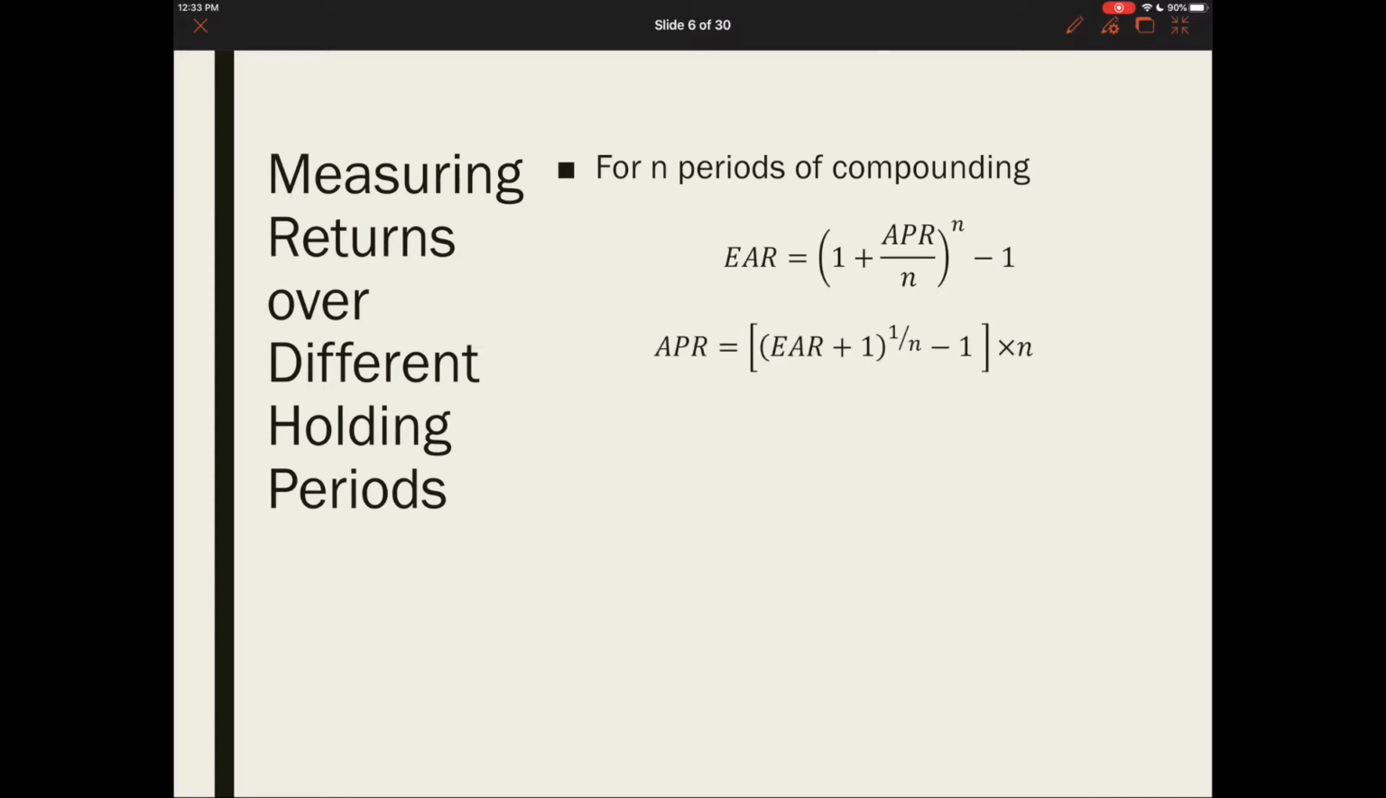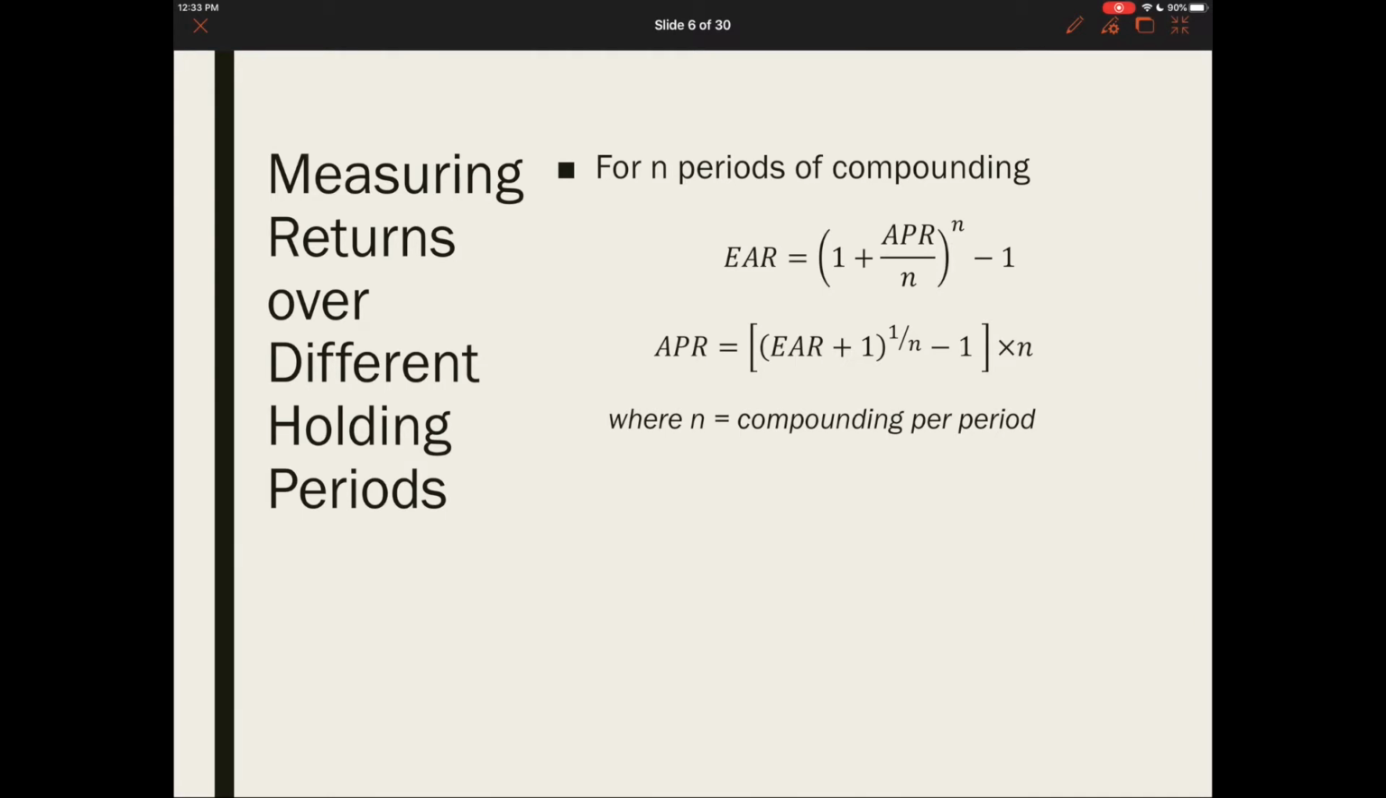Additionally, if you know the EAR and you need to calculate the APR, you can use the following equation where it's EAR plus 1 raised to the 1 over n power, minus 1, multiplied by the number of compounding periods. And here I state that the n is the number of compounding periods per year.